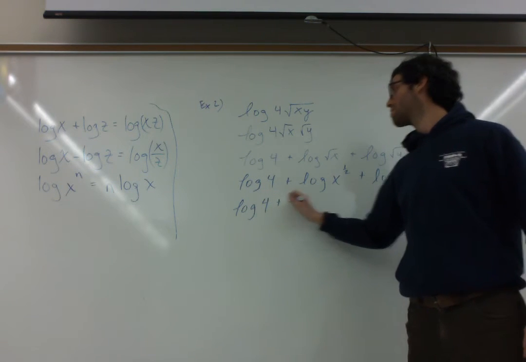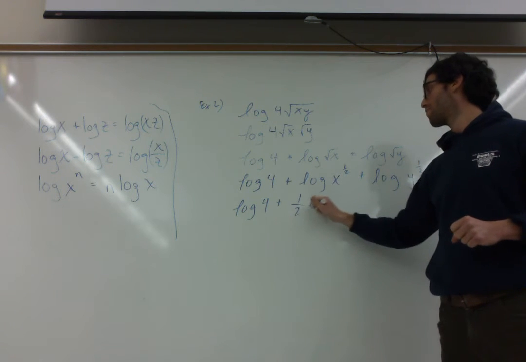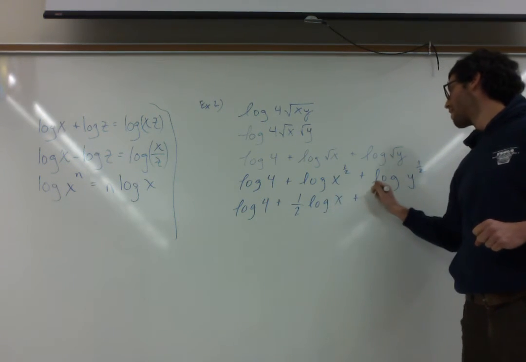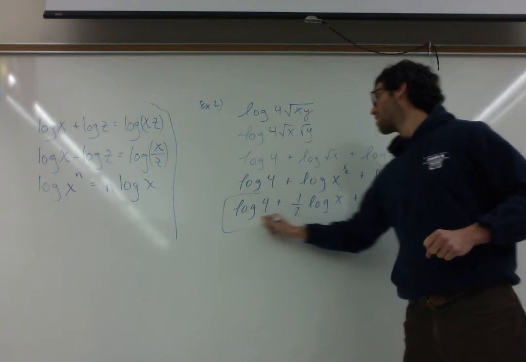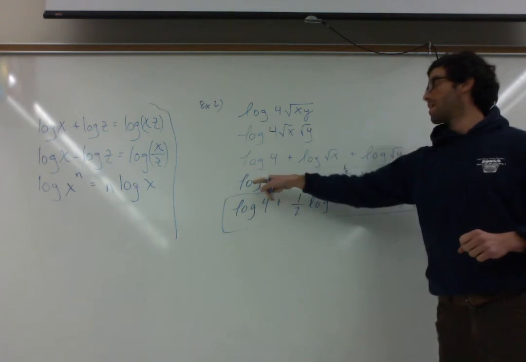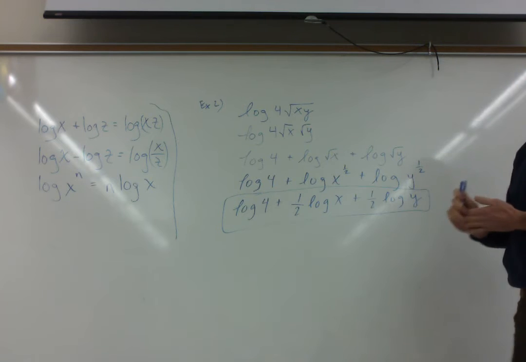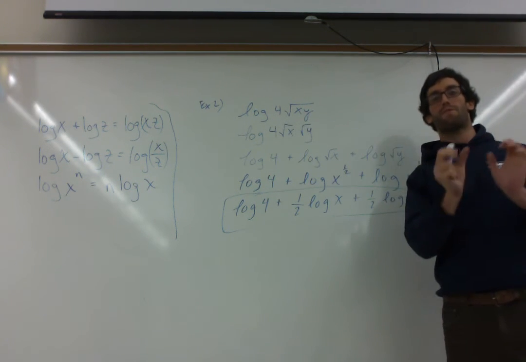We have log 4 plus the last rule. We can move the exponent in front. 1/2 log x plus 1/2 log y. Okay? So that's the final answer. And again, you didn't have to write this step right here. But I would definitely recommend the first step, breaking up everything into separate factors.